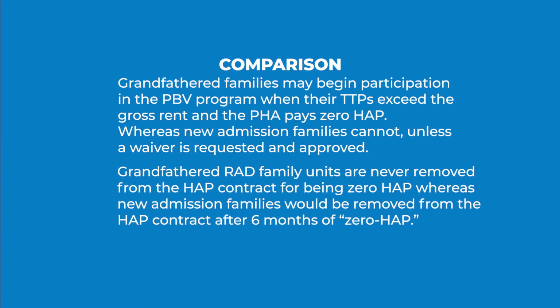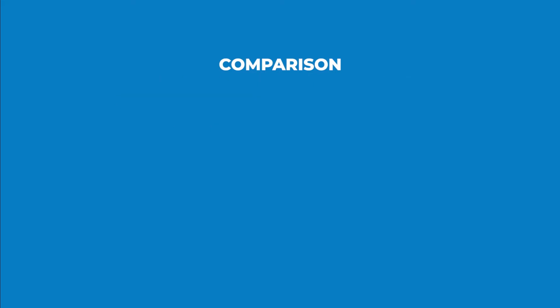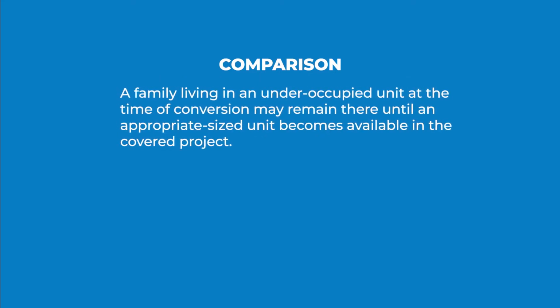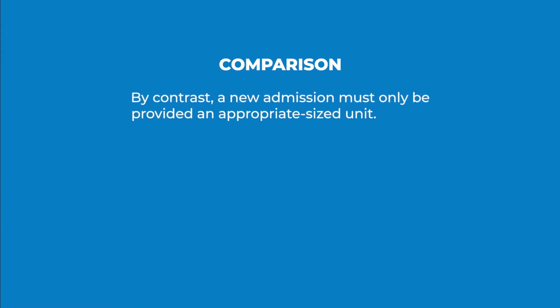Grandfathered RAD family units are never removed from the HAP contract for being 0 HAP, whereas new admission families would be removed from the HAP contract after 6 months of 0 HAP. A family living in an under-occupied unit at the time of conversion may remain there until an appropriate-sized unit becomes available in the covered project. By contrast, a new admission must only be provided an appropriate-sized unit.